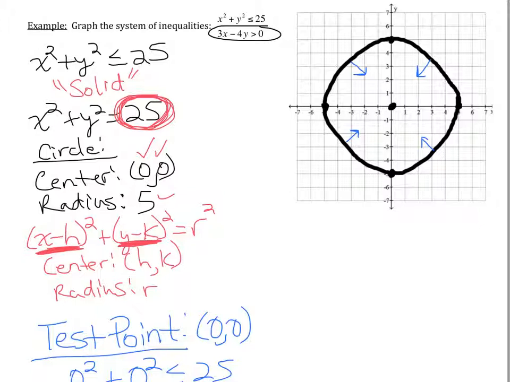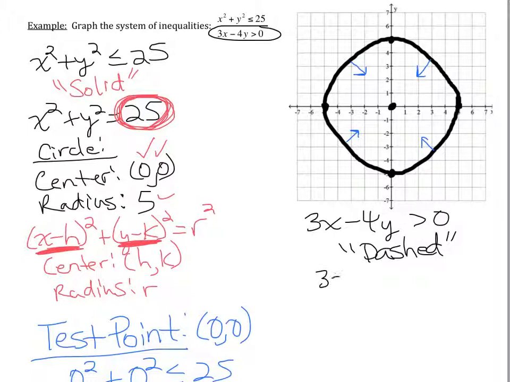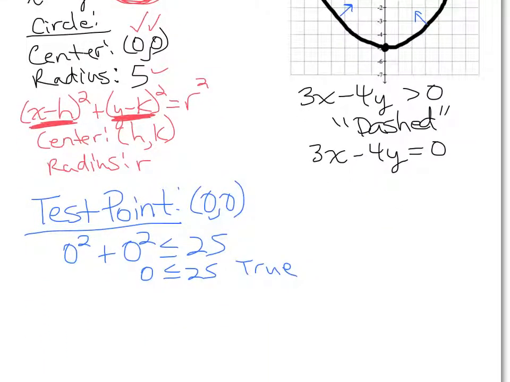Now we're going to go to the other inequality, which was 3x minus 4y is greater than 0. I'm going to tell myself that when I graph this, it's going to be dashed. Okay, I got to remember that, and once again, it's very easy to forget. But what I want to do is graph the equation that's related to that inequality, which is 3x minus 4y equals 0. That represents an equation of a line, and so I'm going to use my slope and my y-intercept to graph that line.